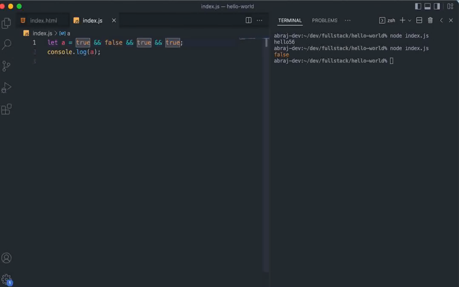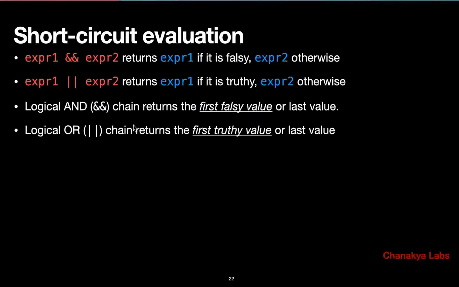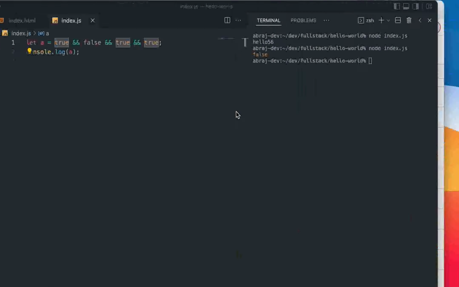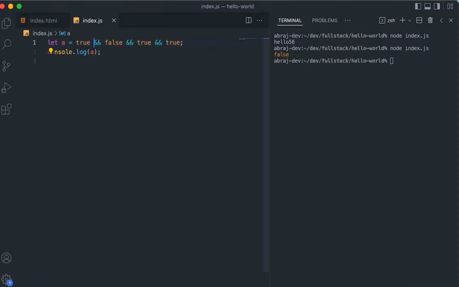What has happened is that I started from left, I saw true. So what is the rule? The first falsy value you encounter, you just return from there, and no need to evaluate any further. That is what is happening here. So this thing is true, so I move forward, and I see here false. So the first falsy value which I see here, and that's why I will not go beyond and even look at these values.